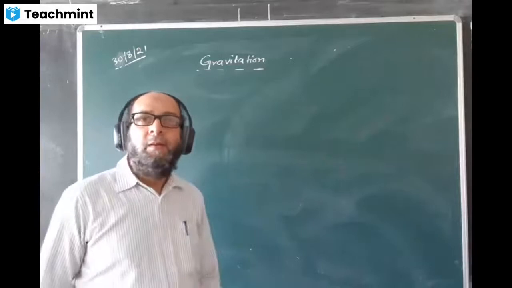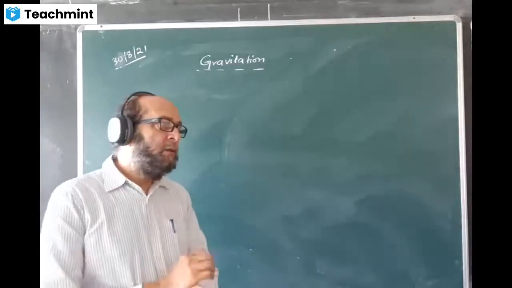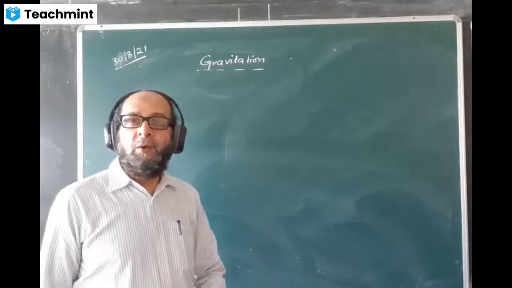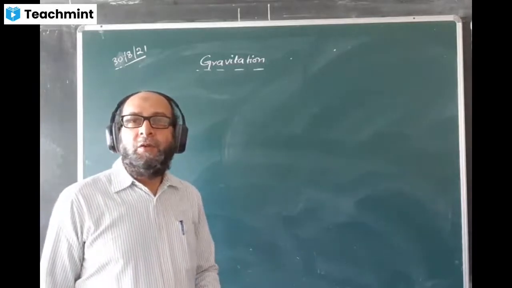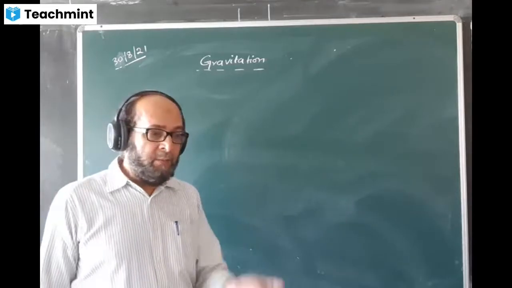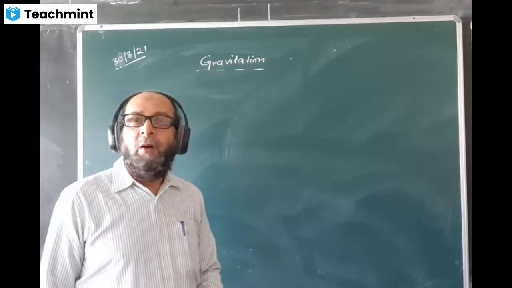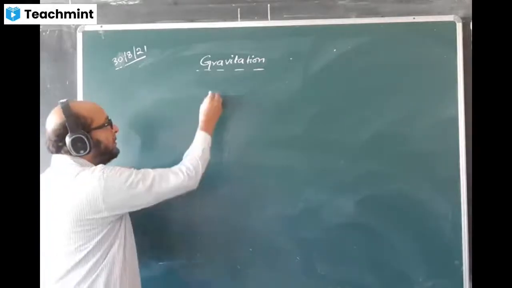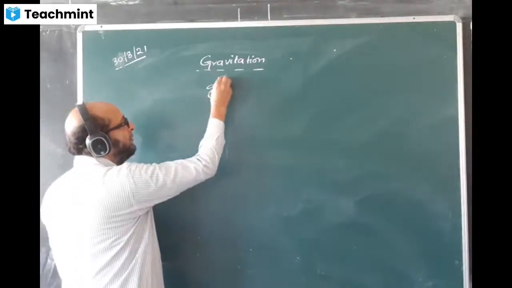Okay. Last class, I was discussing the variation of g, small g, with altitude, that is, with respect to the height above the surface of the earth. How does the value of g vary? And I gave you the formula. If you remember, last class I had given you the formula of g dash.